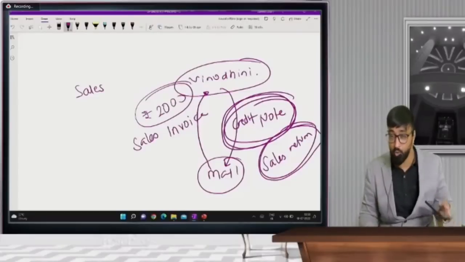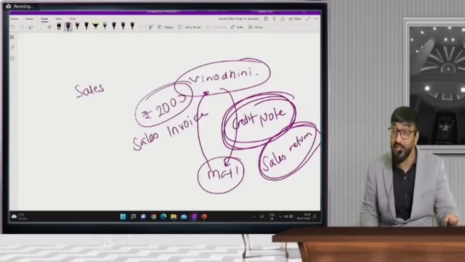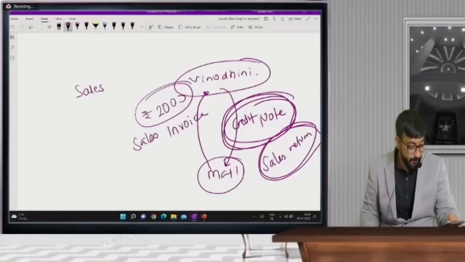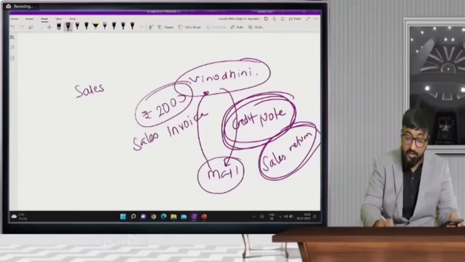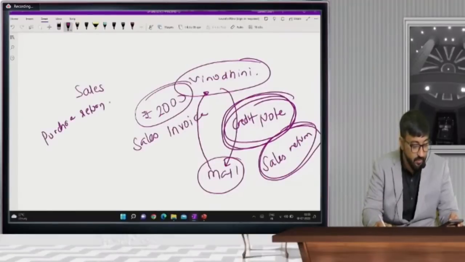आई होप आपको स्टोरी समझ में आई. तो बेटा, परचेस रिटर्न के केस में क्या दिया जाता है? Yes, in case of purchase return, it is debit note. So write down it in the comment section.